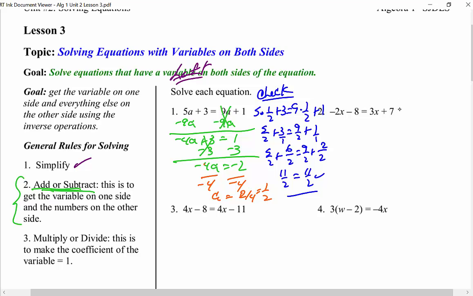Okay, step 1, simplify. Look at it. Can you, negative 2x minus 8, can you simplify anything? No, you cannot take 8 away from 2x.